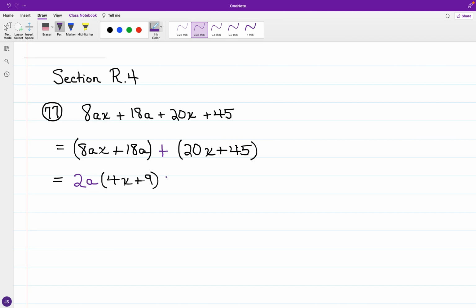And we can just bring down the plus, and look solely at 20x and 45. Since we have a constant only with 45, the greatest common factor in this pairing is not going to consist of a variable. So this is limited to only the highest number that is completely divisible into both 20 and 45, and that number is going to be 5. And we have 5 into 20x plus 45, so that is going to be 4x plus 9.